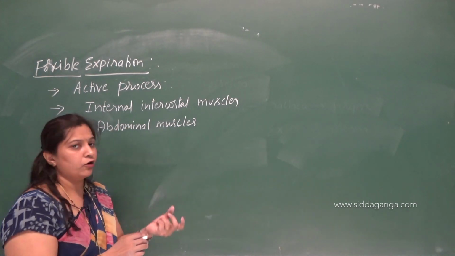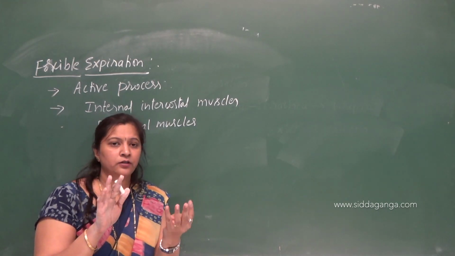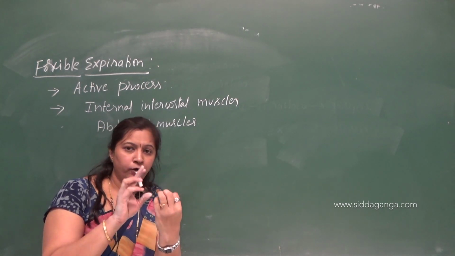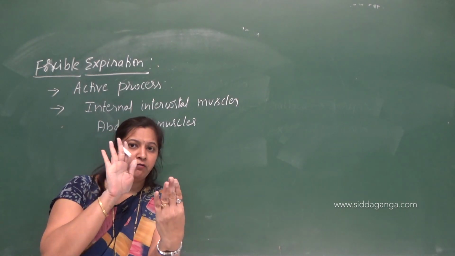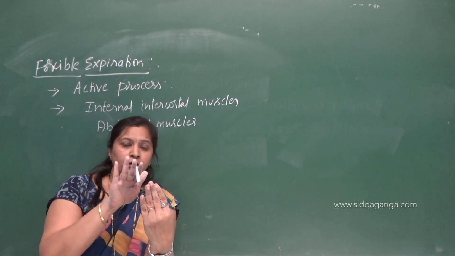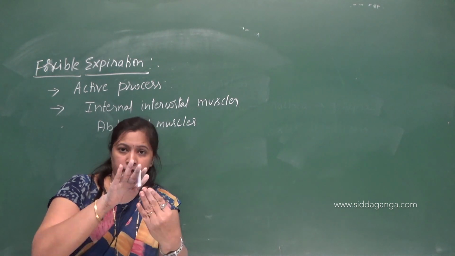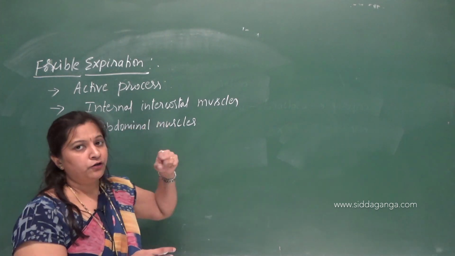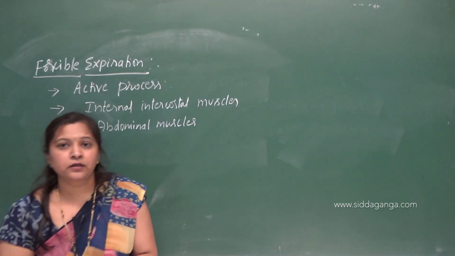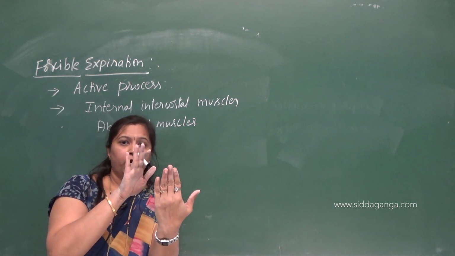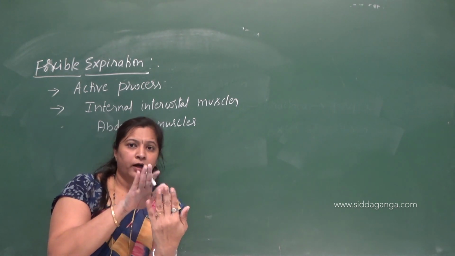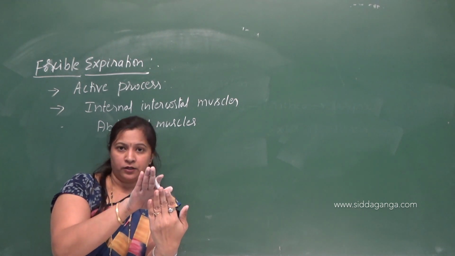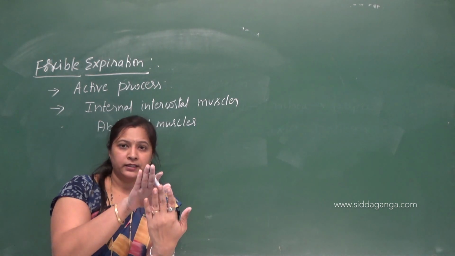When the internal intercostal muscles contract, the ribs as well as the sternum are pulled inward and downward, like this. So this highly decreases the volume of the thoracic cavity. It is due to the contraction of internal intercostal muscles that the ribs and sternum are pulled downward and inward. So this highly reduces the volume of the thoracic cavity.